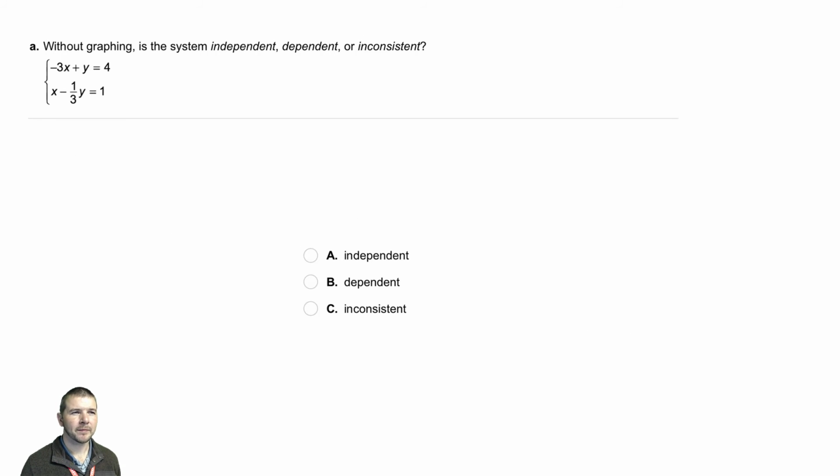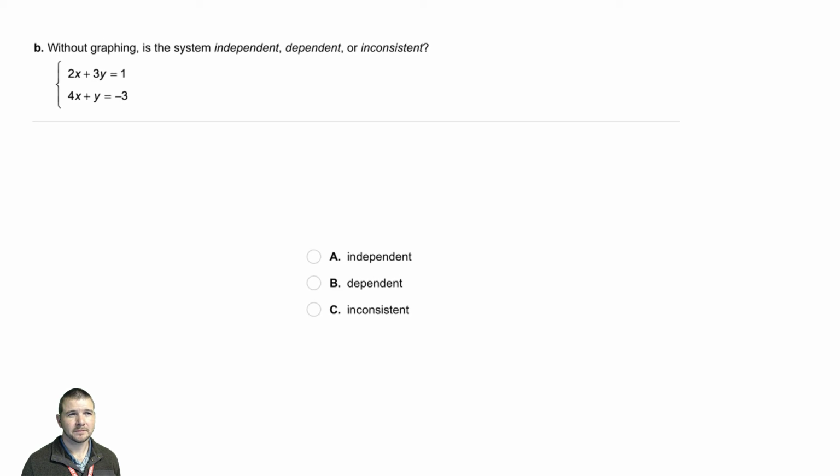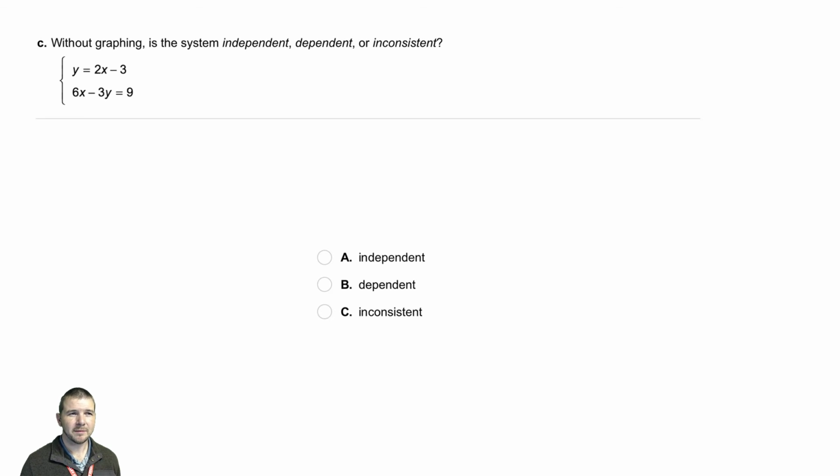Your turn, part A. Without graphing, is the system independent, dependent, or inconsistent? Part B, how about this system? Part C, same instructions, but with a new system.